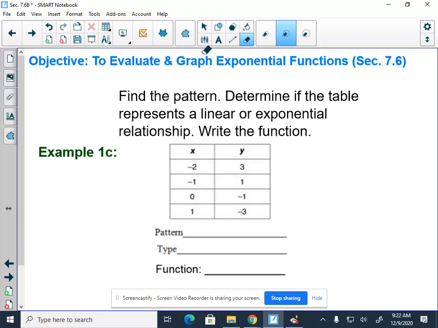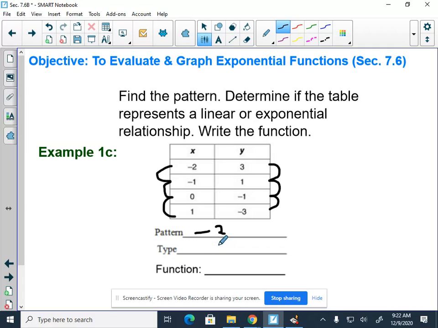All right, the next one, they all go up 1. So when they go up 1, it's nicer for the pattern. Now we have to determine if they're adding, subtracting, multiplying, dividing. Here, this one looks like it goes down 2, then it goes down 2, then it goes down 2. So the pattern is subtract 2. If we subtract 2 and not multiply, then the type again is linear.